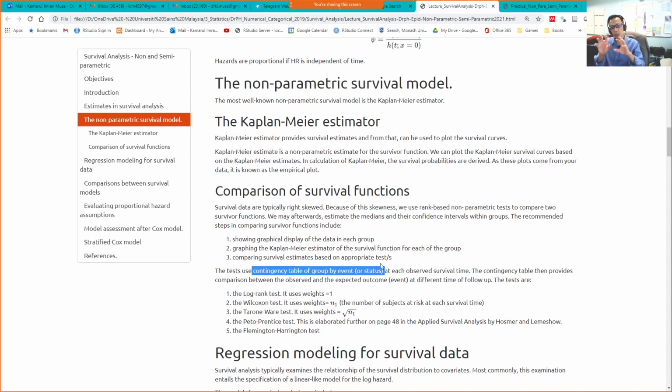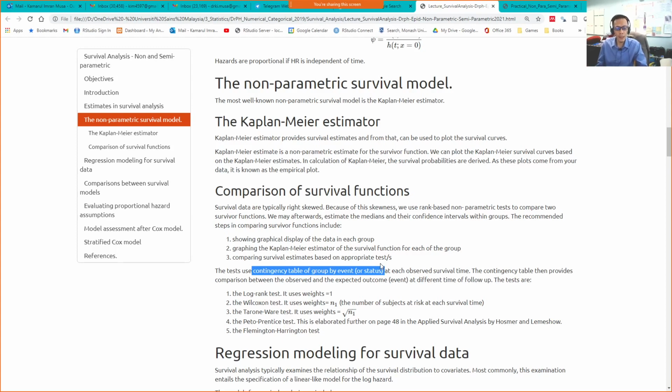So we are using a contingency table, and then we compare the observed and expected observations. We can use either log rank, Wilcoxon, Tarone-Ware, Peto-Prentice, Fleming-Harrington, and in fact we can use all of them together. If there are consistent results, then we know that we are more confident with our result.